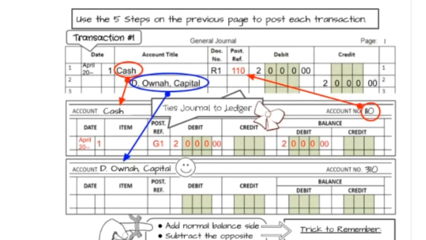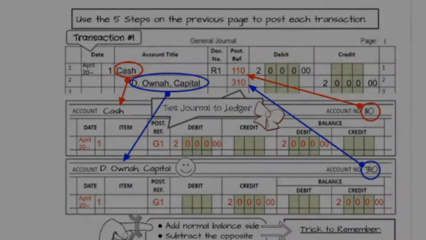Moving on to row 2, we find our capital account in the general ledger. Then we copy our date. It's general journal page 1, and this time it's a credit of $2,000. So when we figure out our balance, we want to go to the normal balance side of our capital account. It's under owner's equity, so it's going to be a credit. So we've got 0 plus 2,000. The balance again is just 2,000, but this time it's on the credit side because that's the normal balance side of this account. Lastly, we want to tie that back to the journal. The 310 goes in the post ref column on row 2 to show that we have posted it to account number 310 of the ledger.